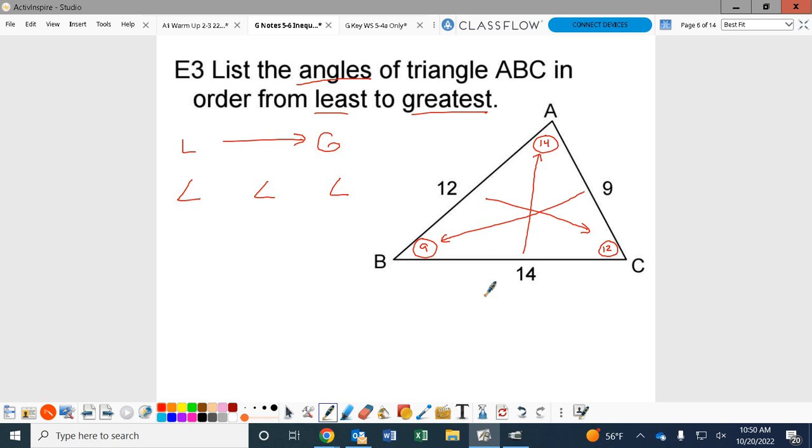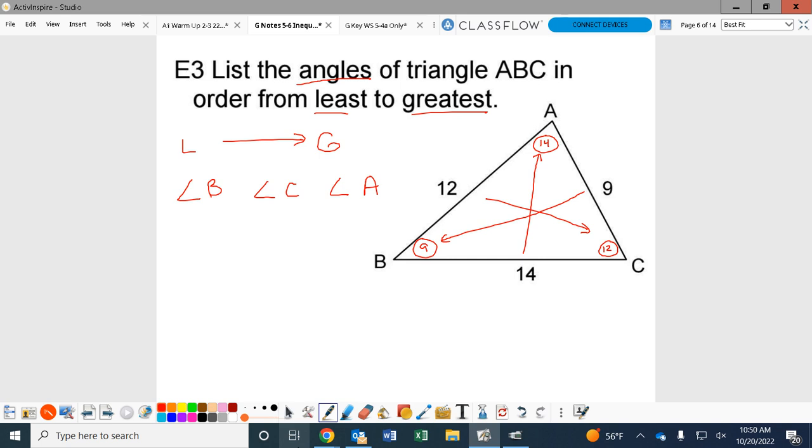Okay, so which angle has the smallest number in it? Angle B, that goes first. It's not hard, guys. You just got to make sure you do it in the right order. What one has the next biggest number? B, C, and then finally A. There you go. You just did it. Do you have questions? Anybody?